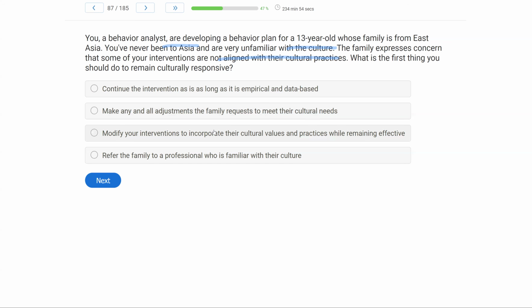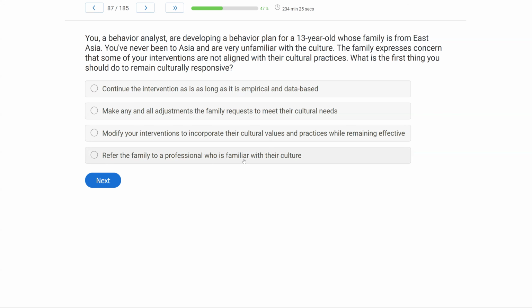C, modify your interventions to incorporate their cultural values and practices while remaining effective. This is where our dimension of effectiveness comes into play. You want to incorporate their culture as much as possible without jeopardizing the treatment. It does us no good to be culturally responsive in a way that isn't effective. You've got to find that balance. And then D, refer the family to a professional who is familiar with their culture. That might not be available.